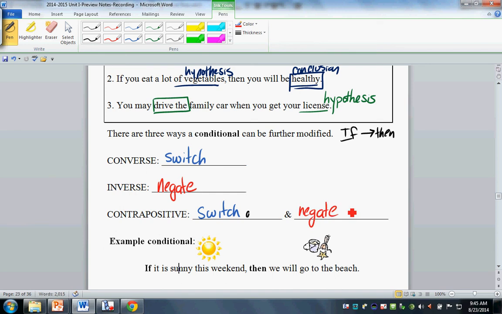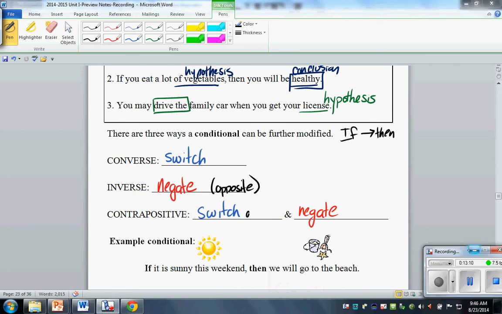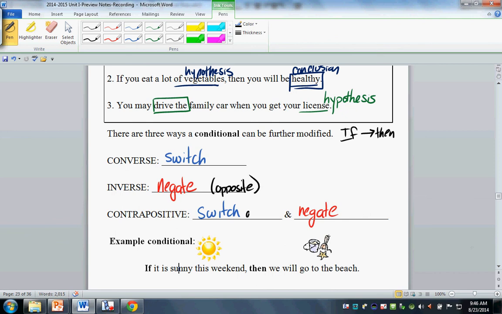Okay, so converse, we switch the order. Inverse, we negate. Negate means to say the opposite of. And contrapositive, you both switch and negate. Now this won't make a lot of sense until you get some practice. Just write it down. Converse means to switch. Think convert something, converse. Inverse means to negate, and contrapositive, you switch and you negate.